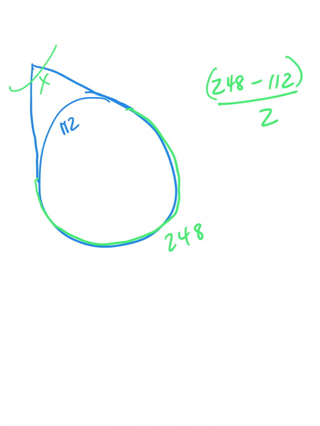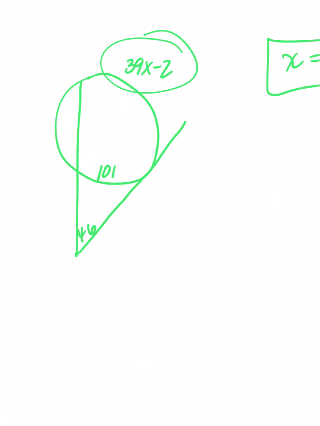That's what I do. They want me to find X, so I go ahead and put X equals in the corner so I know what I'm looking for. Once I find X, I know I'm finished. Well, who's the big arc? Minus the little guy divided by 2 equals the angle. Everybody understand how to set it up?